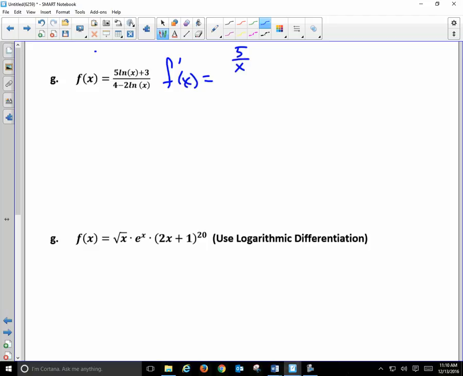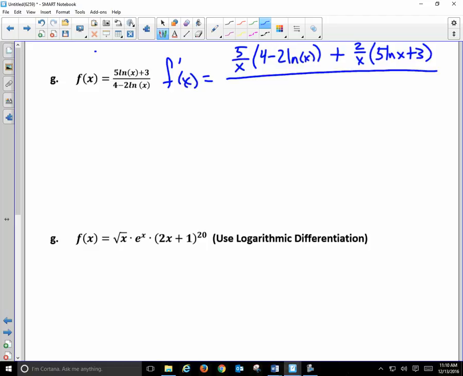Derivative of 3, 0 times, well, not 2 minus, but 4 minus 2 natural log of x, let's try this again. 4 minus 2 natural log of x, minus the derivative of the bottom. The derivative of negative 2 natural log of x is negative 2 over x, and so we'll make that plus 2 over x times the top, 5 natural log of x plus 3, all over the bottom squared.